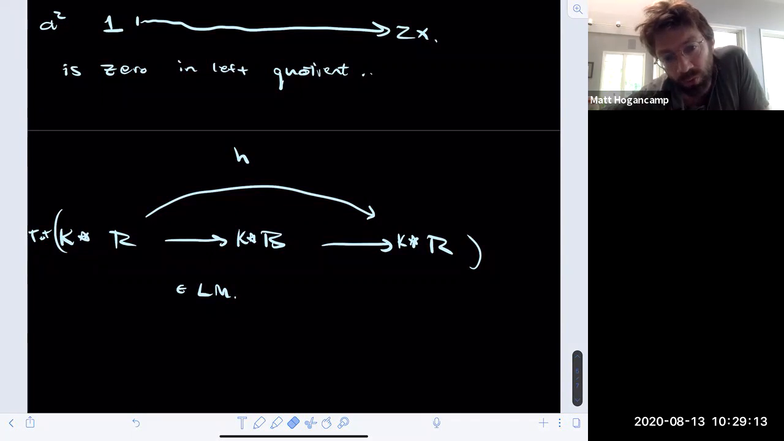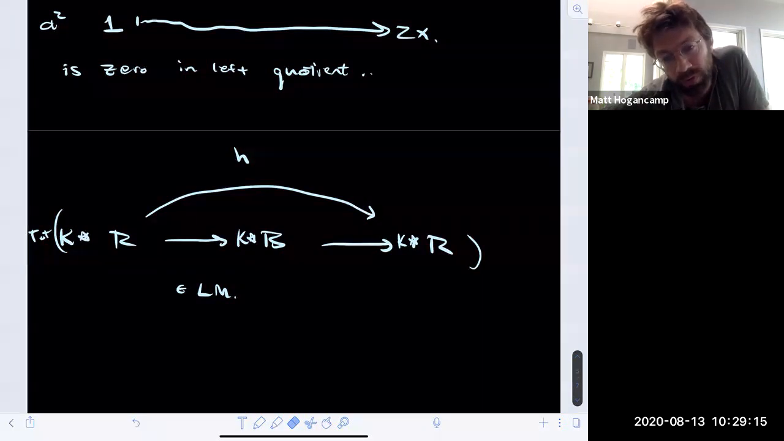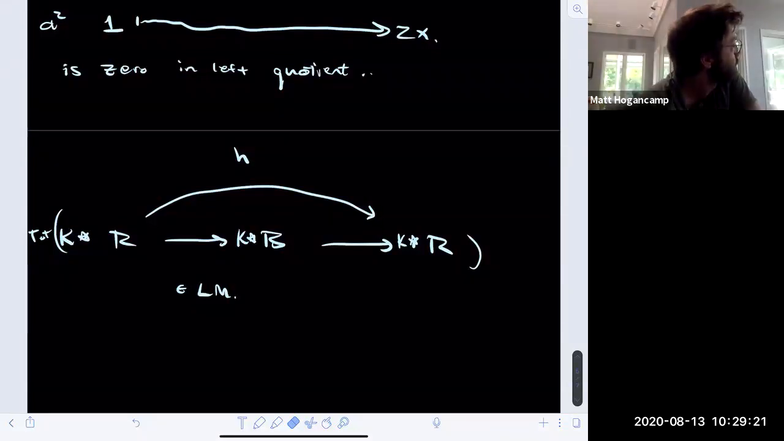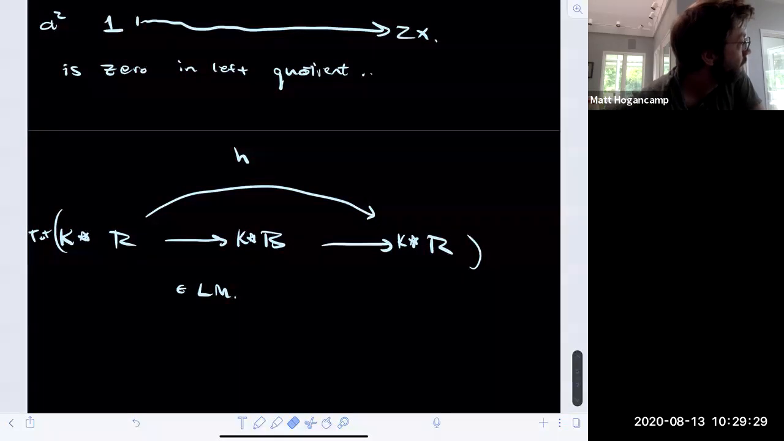But that's the way to describe Koszul duality when you trade one even variable for one odd variable. No, it's not Koszul duality. That's derived restriction. That's what it does.